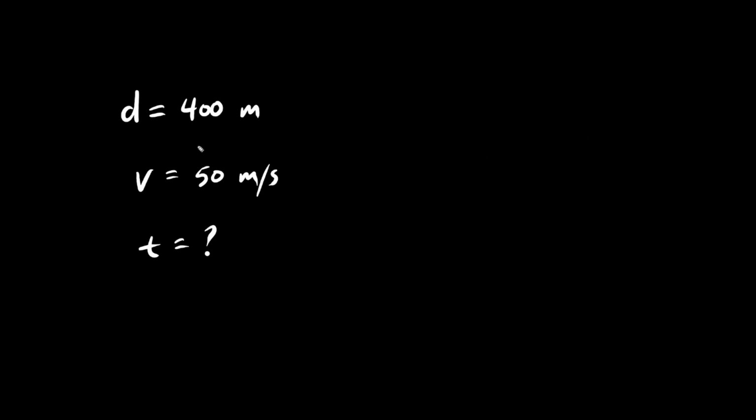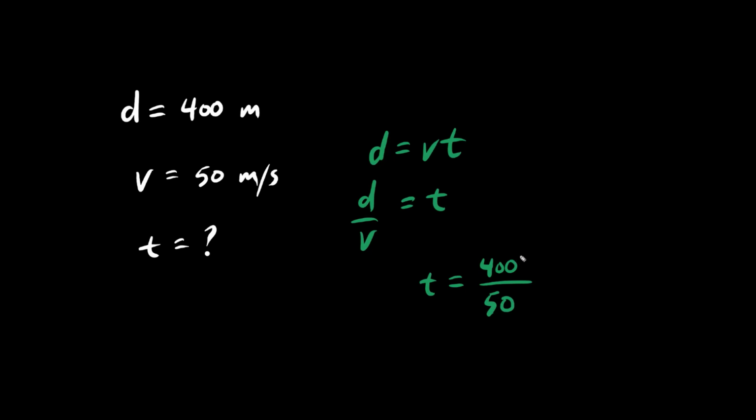We're given the distance as 400 meters and the velocity at 50 meters per second. Let's find the time. We use the classic formula, d equals vt. To find the time, we divide both sides by v. So t equals d over v using algebra. So the time is distance, which is 400, over v, the velocity, 50. We knock off the zeros, dividing top and bottom by 10, and 40 divided by 5 is 8. The time is 8 seconds.